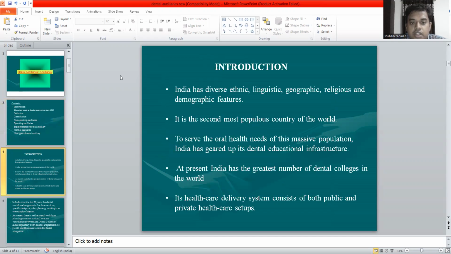So coming to introduction, India has a diverse ethnic, linguistic, geographic, religious, and demographic features. It is the second most populous country in the world. To serve the oral health needs of this massive population, India has geared up its dental education infrastructure. At present, India has the greatest number of dental colleges in the world.